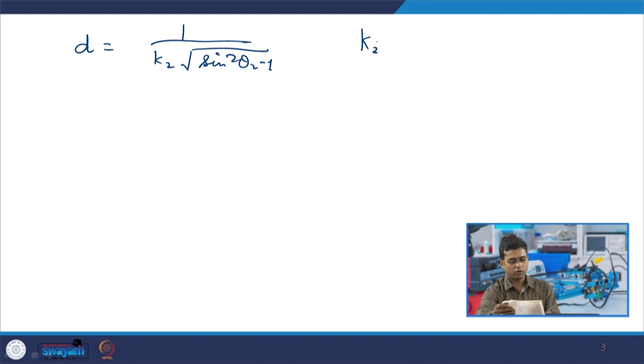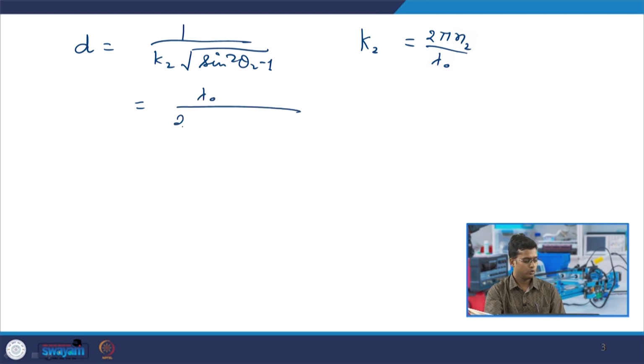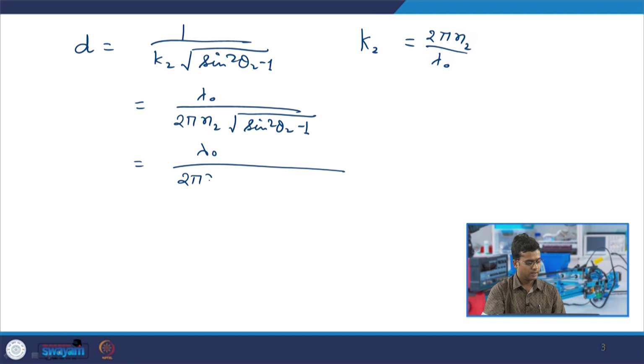Let us try to solve it further. So, you have k2 is equal to 2 pi n2 by lambda0. So, you will have lambda0 upon 2 pi n2 under root sin square theta2 minus 1. You take n2 inside, you will have lambda0 upon 2 pi under root n2 square sin square theta2 minus 1.